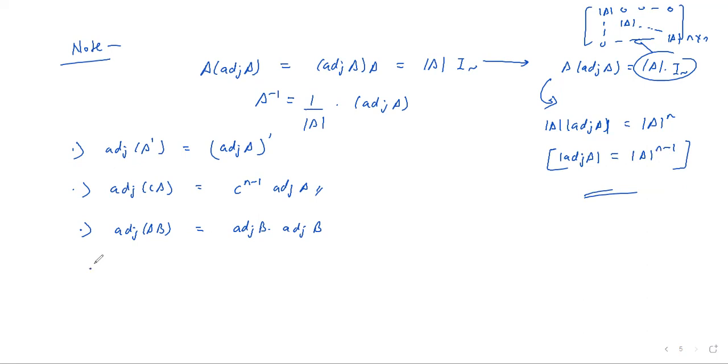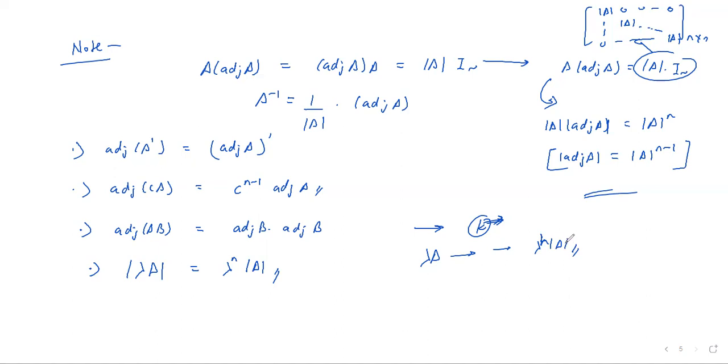Okay, and if we have determinant of lambda A, then it would be equal to lambda to the power n into determinant of A. In the first case which we discussed before, we multiply a particular column or a particular row, so we take out a single scalar K. But here it is lambda A, which means each and every column is multiplied by this scalar, so at that time it would be lambda to the power n into determinant of A.